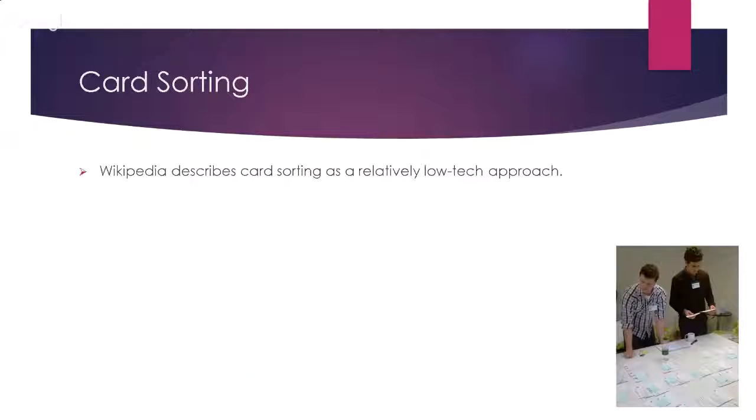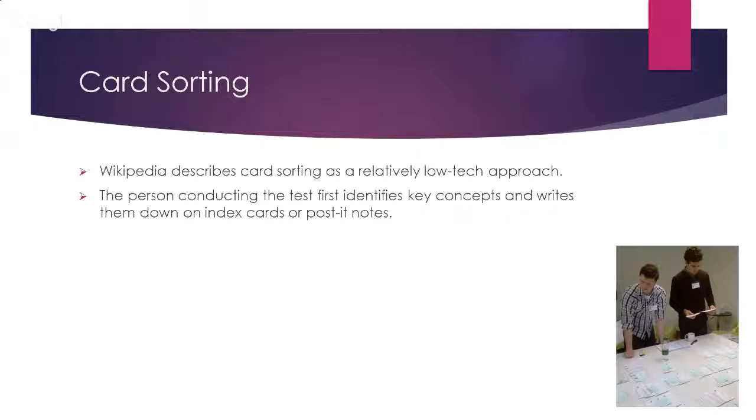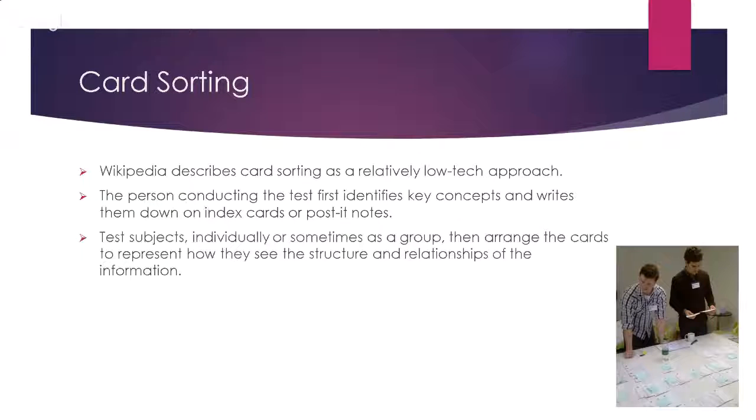Wikipedia describes card sorting as a relatively low-tech approach to gathering data. They also say that the person conducting the test identifies the concepts for the problem and then writes those concepts down on index cards or post-it notes. As we said a little bit earlier, the test subjects are usually individuals or groups, and they arrange the cards to represent how they think the structure and relationship of the information should go together. And of course, that came from wikipedia.org.